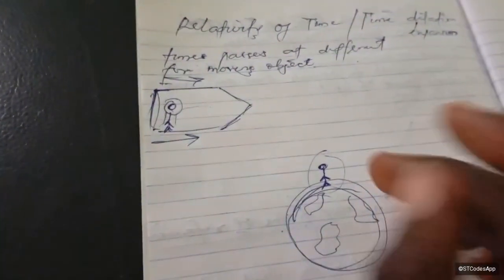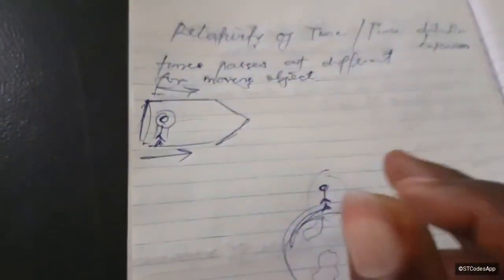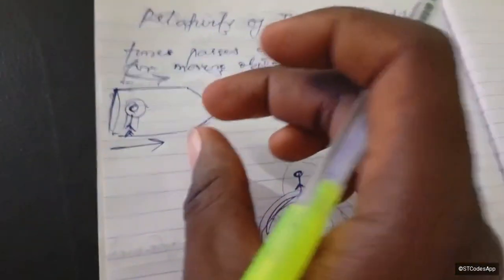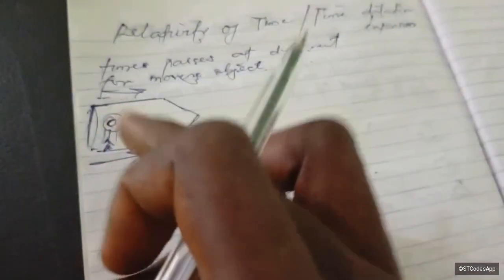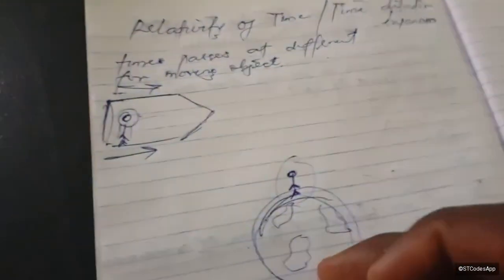If both of them had clocks that are visible to both of them, this person that is in the moving gear is going to see his own clock at the normal rate. He's going to see his own clock ticking the normal way it should tick. But this observer is going to see the astronaut's clock ticking slower than her own.